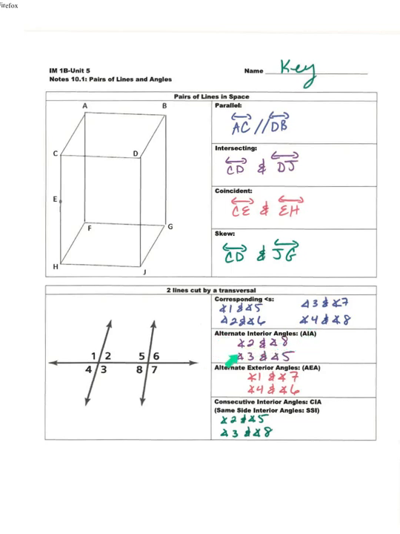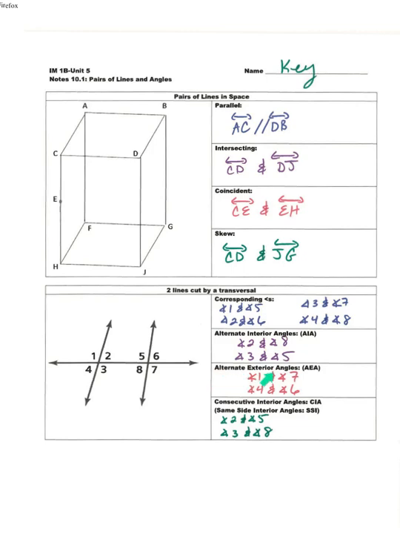Then we have what are called alternate interior angles, which we always shorten to AIA. Like I said, math people don't like to write out all the words, so we say alternate interior angles, or we say AIA. So alternate means they're on opposite sides of the transversal. Interior means that they're in between the two lines. So they have to be on opposite sides of the transversal, but in between the two lines. So 2 and 8 are alternate interior angles. 3 and 5 are alternate interior angles.